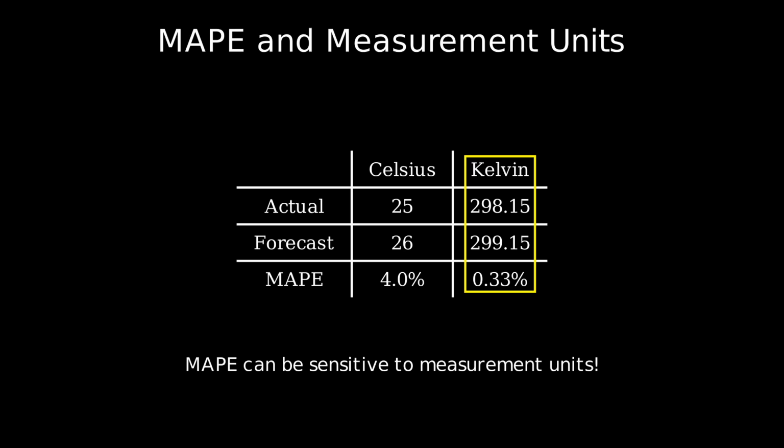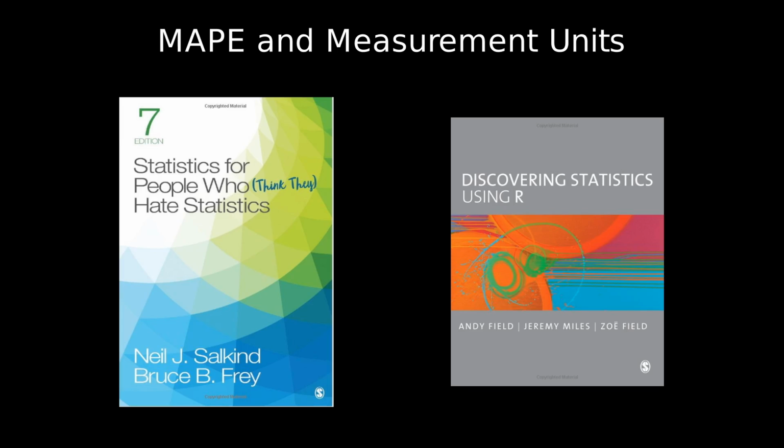Now, as an additional note, this problem will occur if you change from an interval scale, Celsius in our example, to a ratio scale, Kelvin here, or vice versa. If you would like to know more about these scales, comment below or see these books.